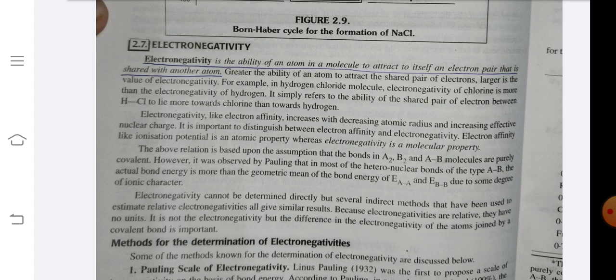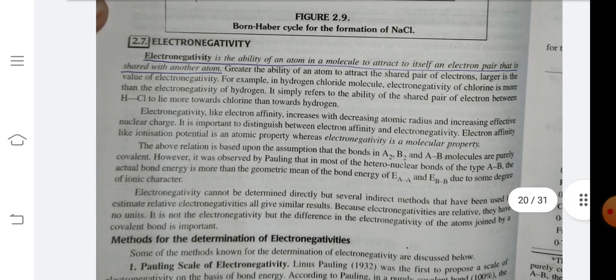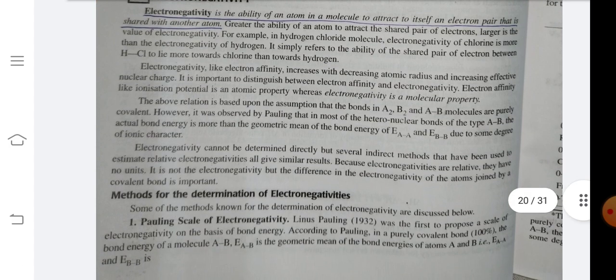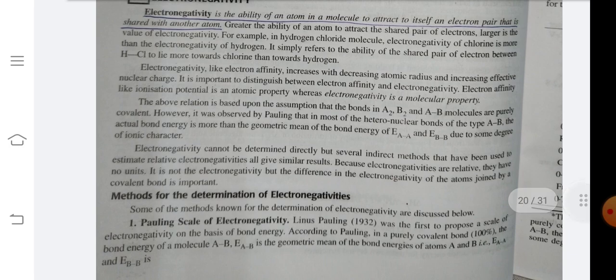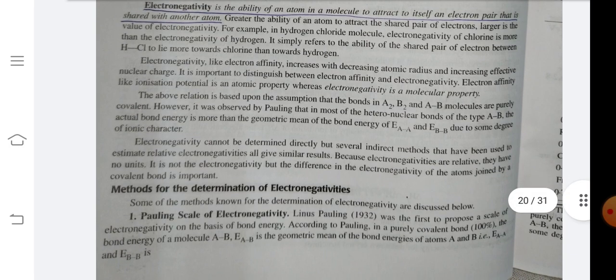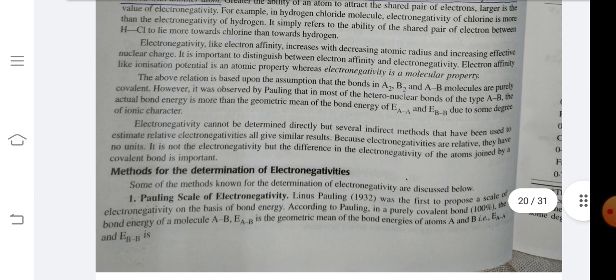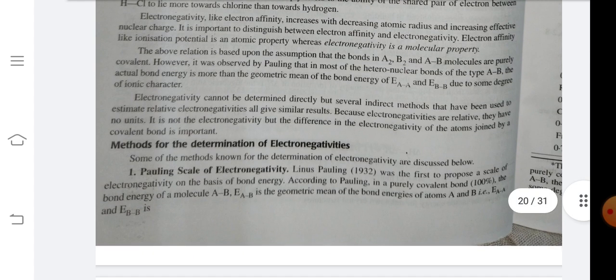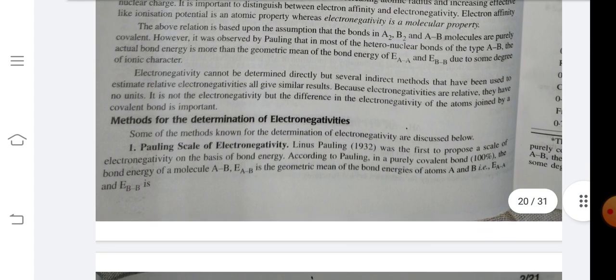Electronegativity, like electron affinity, increases with decreasing atomic radius and increasing effective nuclear charge. It is important to distinguish between electron affinity and electronegativity. Electron affinity, like ionization potential, is an atomic property, whereas electronegativity is a molecular property. The above relation is based upon the assumption that the bonds in A2, B2 and AB molecules are purely covalent.